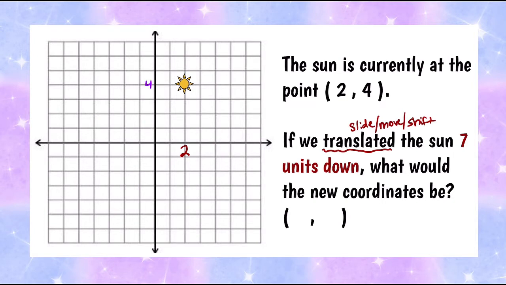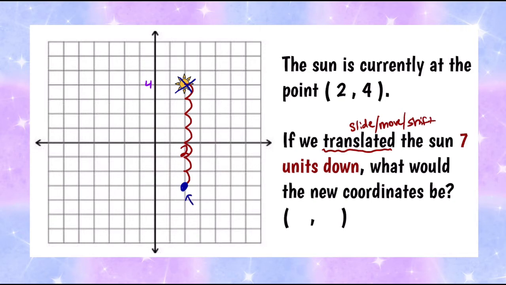So I'm just going to count from the sun, 1, 2, 3, 4, 5, 6, 7, and my new sun would be here and not there anymore. That was 7 units down. So what would the new coordinates be of this point?